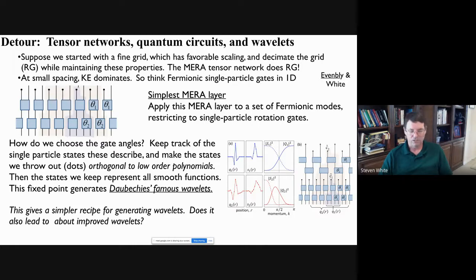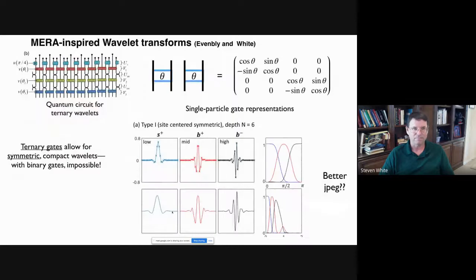Now you can ask, well, does it also lead to improved wavelets now that we can think about this in a nicer way? Okay, so Glen Evenbly was involved in the creation of MERA, and he understood how to do clever things with this. And so he came up with these ternary wavelets, which are symmetrical. The little gates in between here are swaps, and then you have these ternary gates. They're symmetric, so they only have one angle parameterizing them. And so this sort of layer will generate symmetric wavelets.